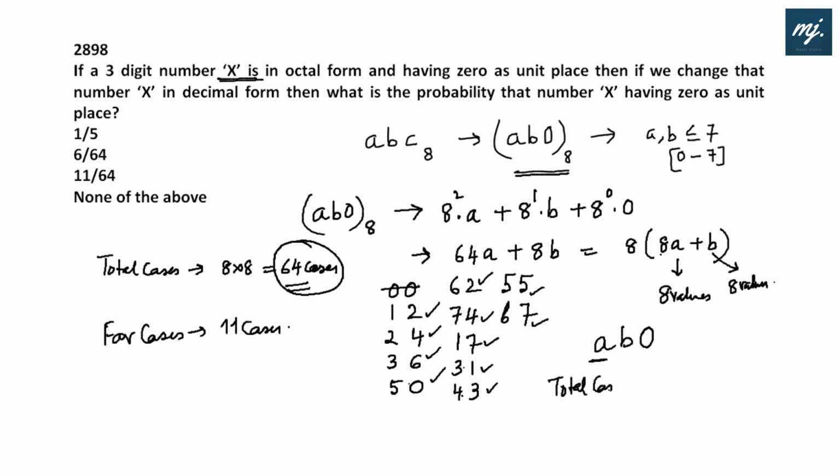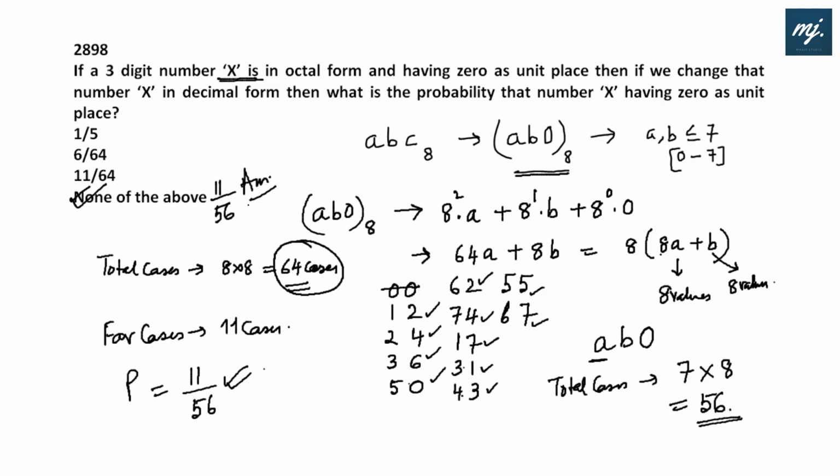Total cases would be: A can take any value from 1, 2, 3, 4, 5, 6, 7, and B can take any value from 0 to 7. So total cases we have is 56 only, out of which 11 are favorable. So required probability is 11 by 56. Answer: none of the above fits in. 11 by 56 is the answer. Don't mark 11 by 64.